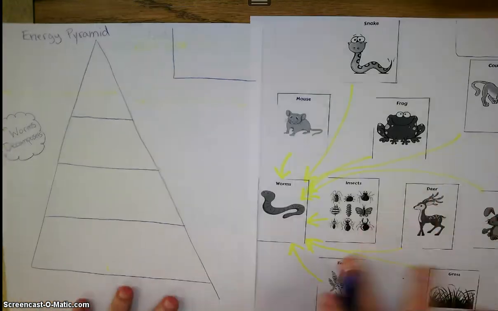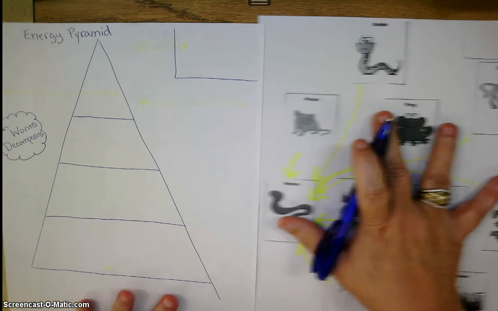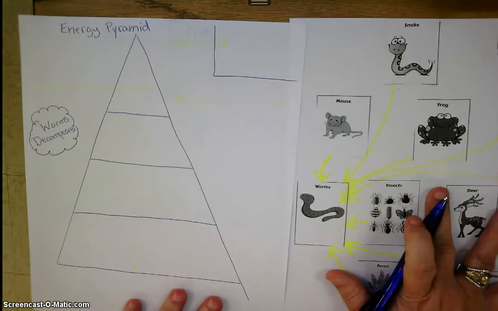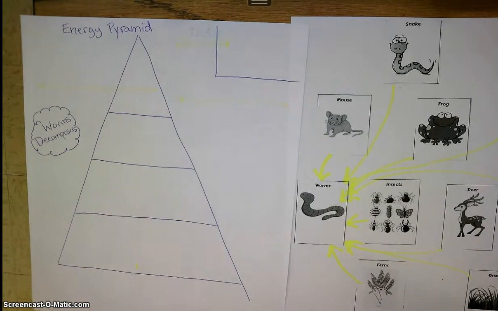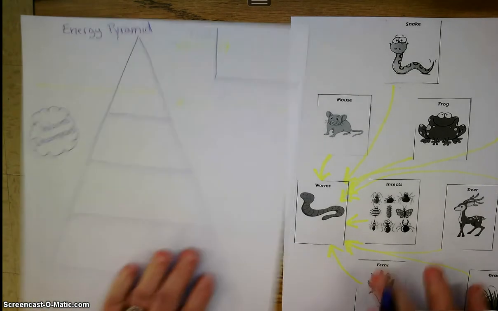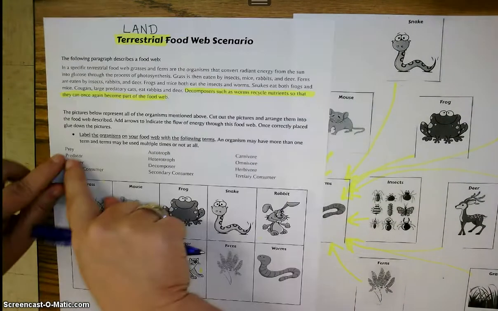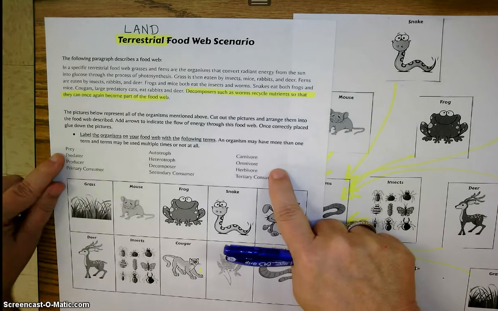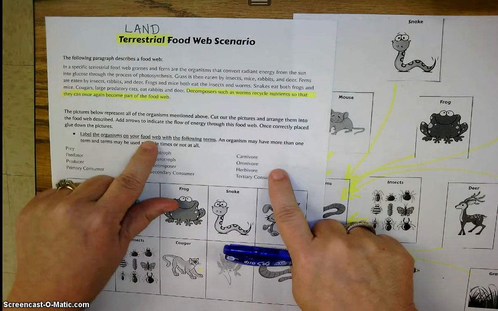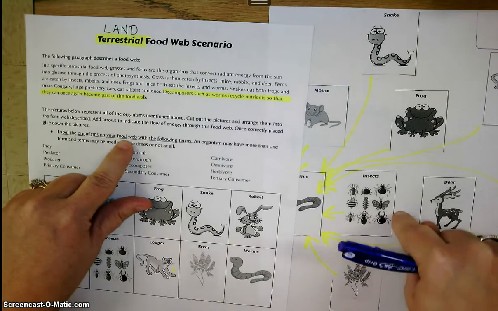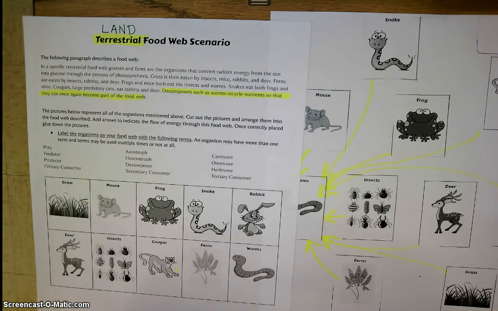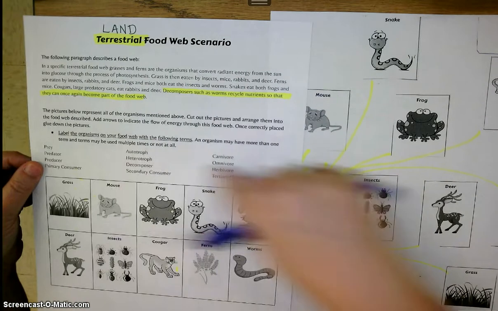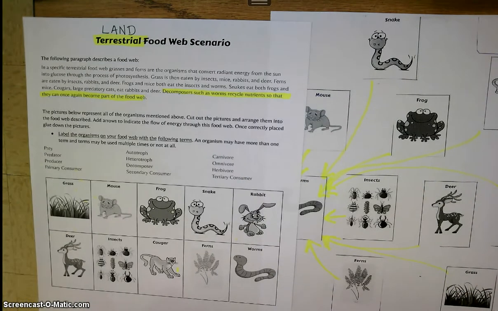Okay? First thing, draw your arrows using the paragraph. Second, use the food web to create the energy pyramid. Third thing, there is a list of words. It says label the organisms on your food web with the following terms. An organism may have more than one term, and the terms will be used multiple times or not at all. So you're not going to scratch these out after you use them one time.